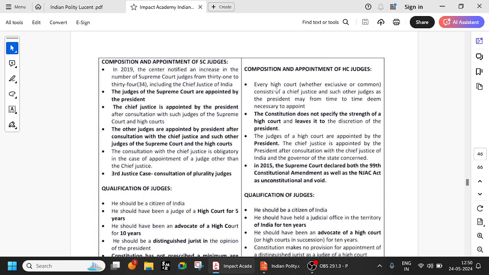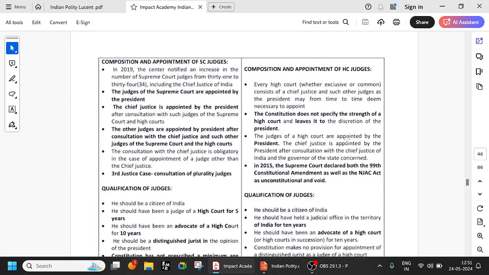Now, composition and appointment of High Court judges. Every High Court, whether exclusive or common, consists of a Chief Justice and such other judges as the President may from time to time deem necessary. In the Supreme Court the number 34 is fixed, but in this case the President will decide. The Constitution does not specify the strength of a High Court and leaves it to the discretion of the President.